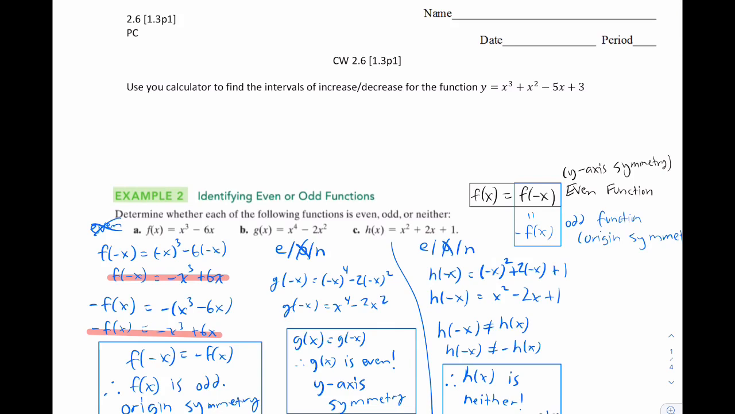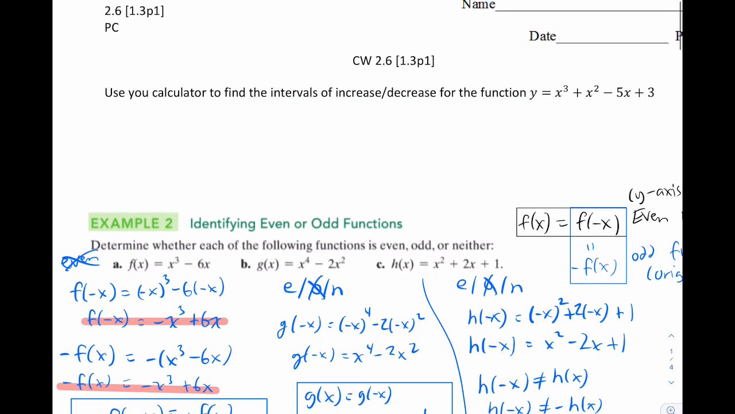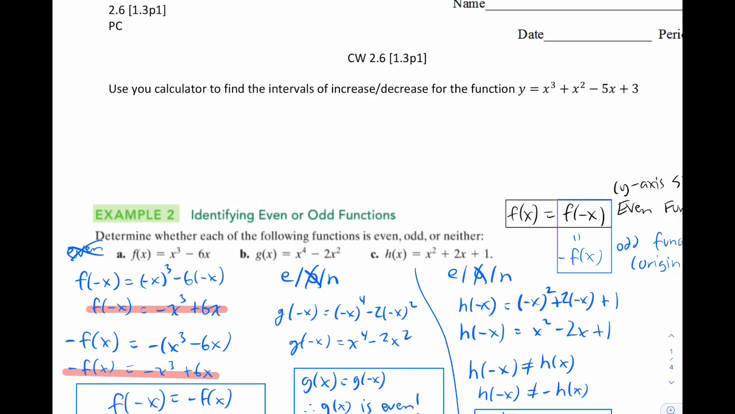Welcome to the calculator warm-up portion. So I forgot to add this to the video, so I'm going to do this separately. For this one, it says use your calculator to find the intervals of increase and decrease for this particular function.